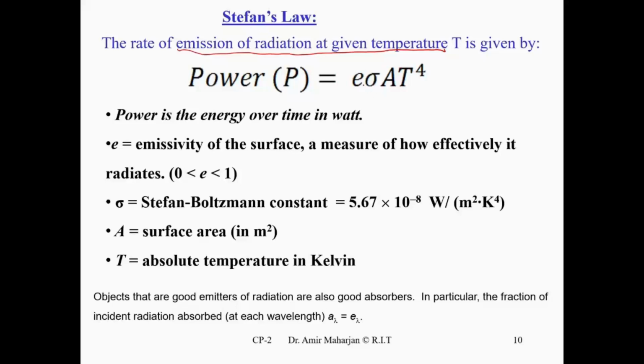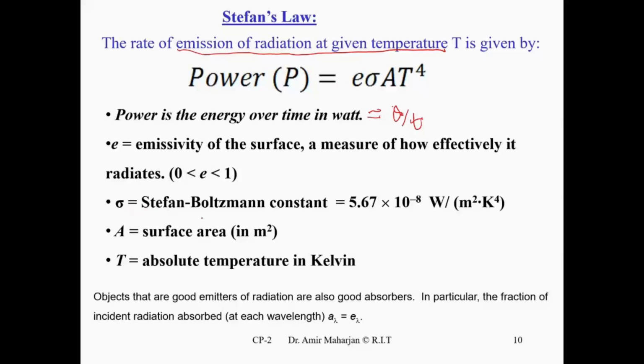So P equals E sigma A T to the fourth. Basically it is proportional to the fourth power of the absolute temperature. That's what Stefan's law says. P is the power, which means Q over t. E is the emissivity of the surface. It depends on the surface and is a measure of how effectively it can radiate. The value of E is between 0 and 1, where 1 means a perfect emitter or absorber. It depends on the material, and that will be given to you.